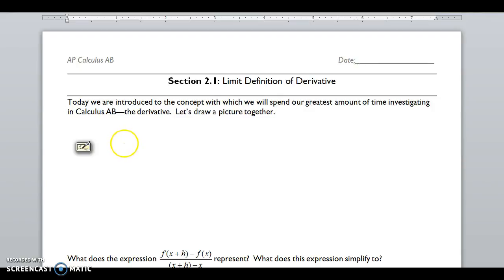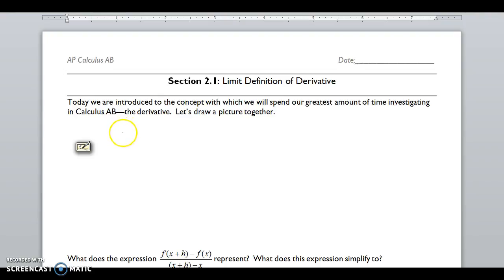Alright, so with Unit 2, we're going to start talking about the derivative, which is one of the most important things we're going to talk about in calculus. It's basically one big half of calculus. So to help us get an idea of what a derivative is, we're going to draw a picture together.